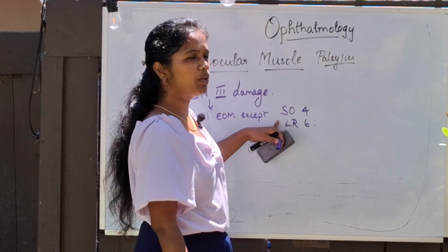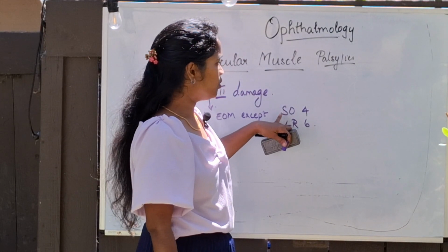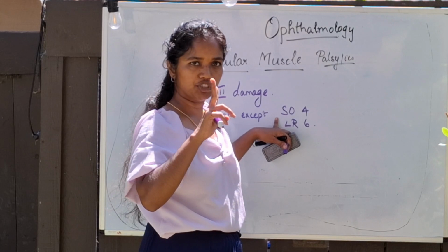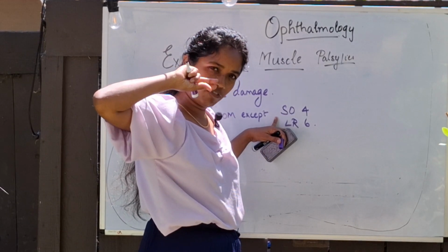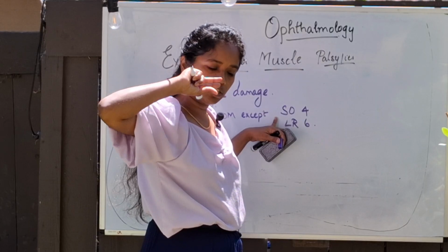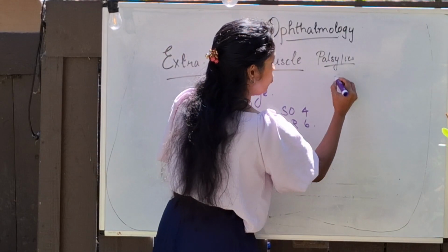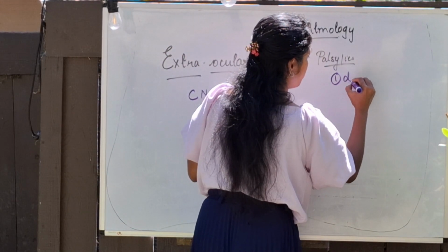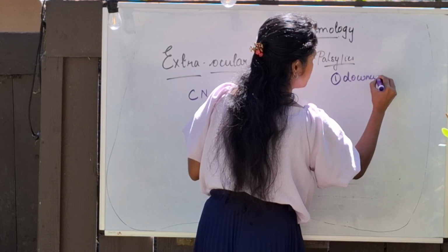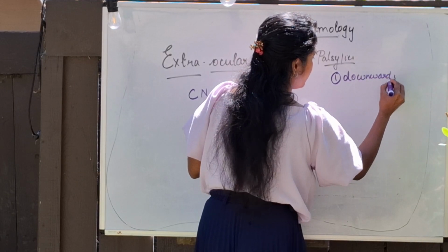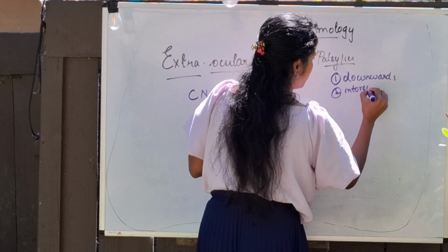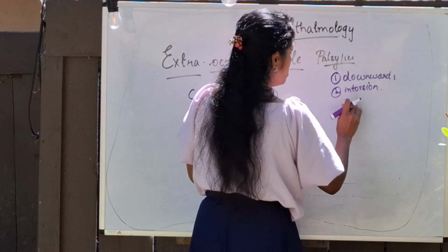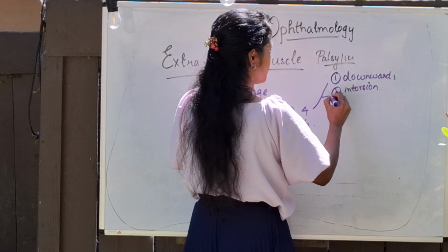So, what does the superior oblique do? The superior oblique has two important functions. Even though it is present superiorly, it attaches to the inferior part of the eye, and it results in two important actions. One is that it helps to look downwards, and the second one is intorsion. So, this is what the superior oblique does.